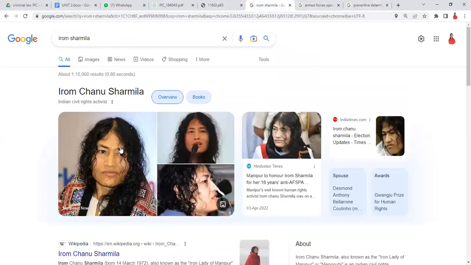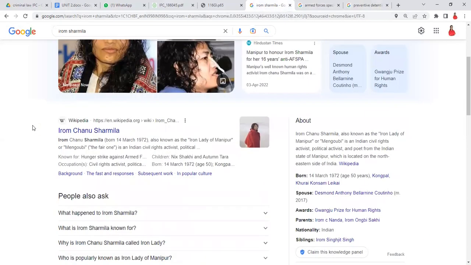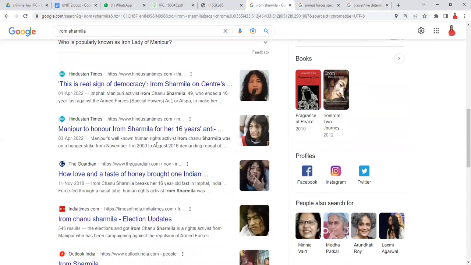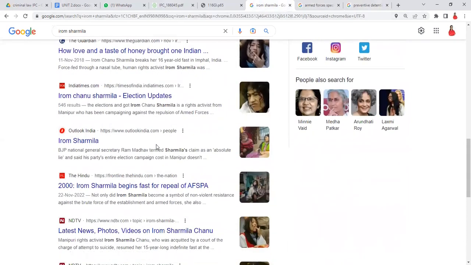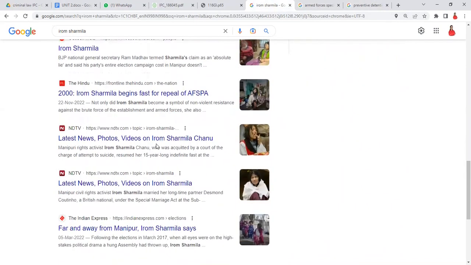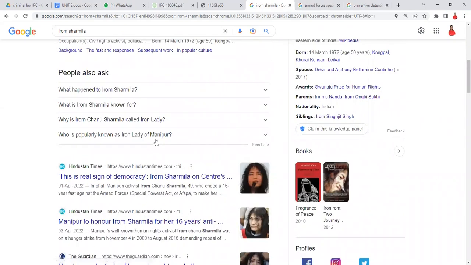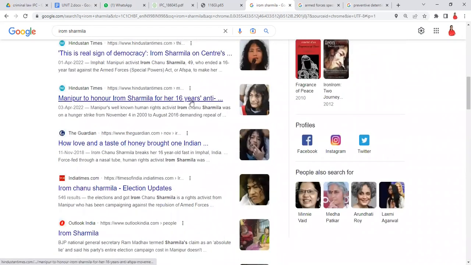She is the one who used to protest against this legislation, and I think for some 16 years she was on hunger strike. She was on hunger strike saying that I will not eat anything until this law is removed from Manipur. It should not be applied in Manipur. So when she was on hunger strike, that is nothing but attempting suicide, right? 16 years. If you do not eat anything, the end is nothing but death. So what happened here is police officers arrested her multiple times, and forcefully they fed her also.